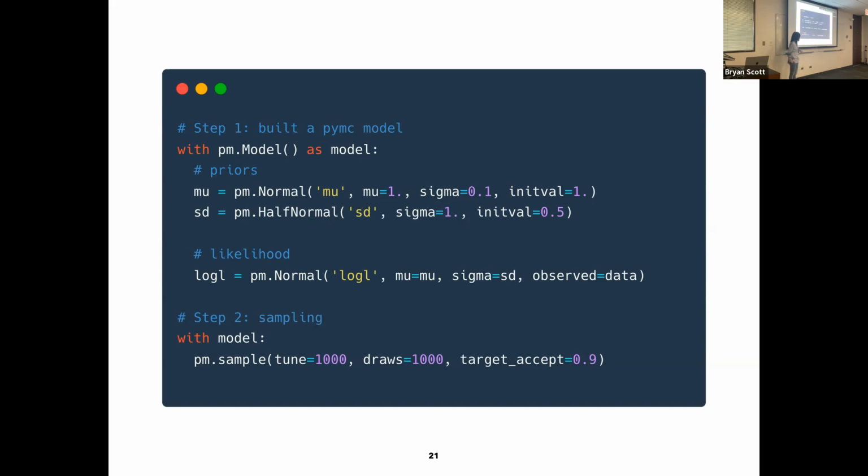And there are some default values for each of those. When we don't tell the time series what to use, we just say pm.sample. By default, we use 1,000 tune steps, 1,000 draws, and target accept by default is 0.8.